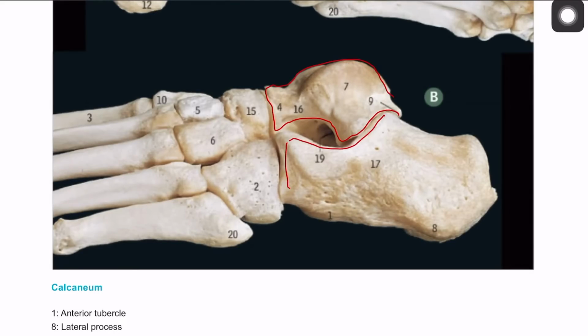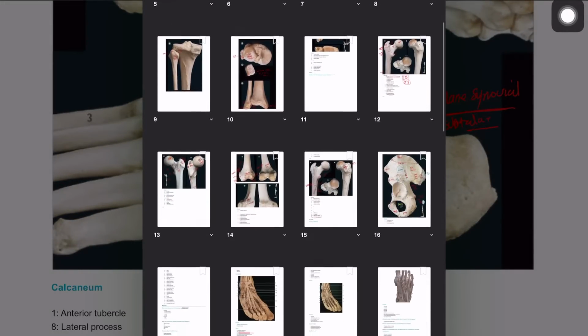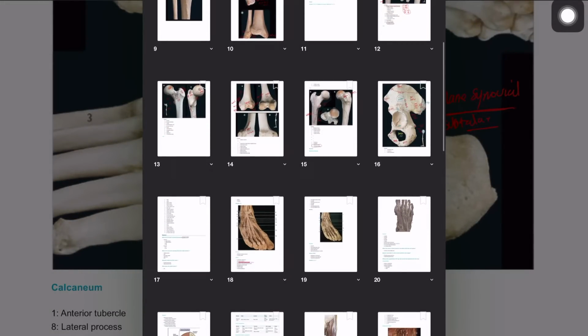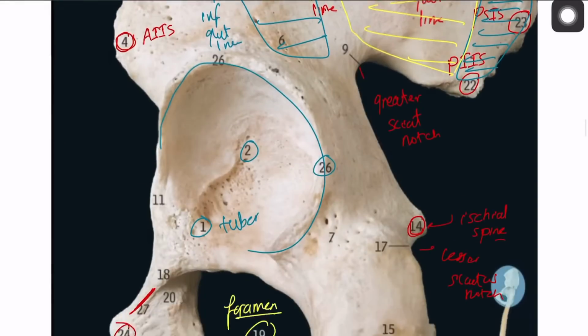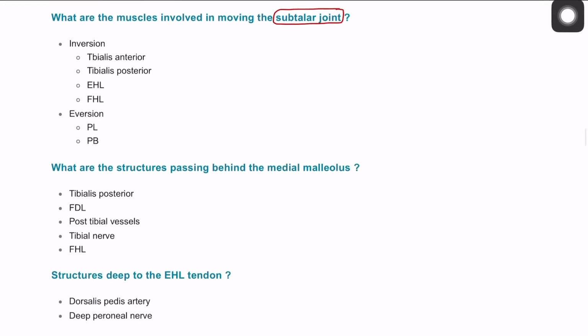And the joint between them is a plain synovial joint called the subtalar joint. It produces two different types of movement, called inversion and eversion. So, moving on to the muscles that cause these actions.